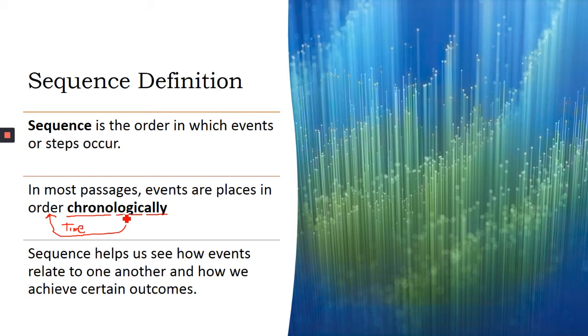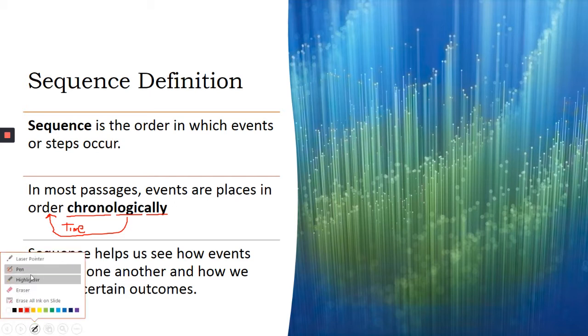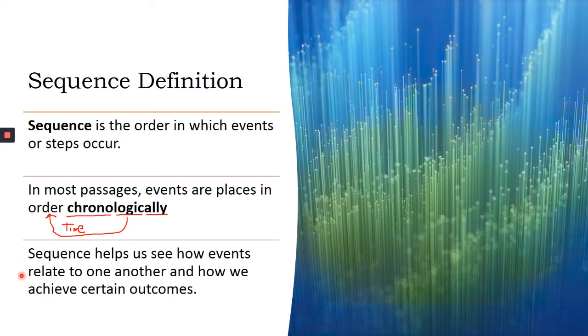So this is a great word that you're going to see as you do your GED questions. Making sure that you put things in chronological order is the same thing as doing something in a sequence. They both mean the same thing. So the reason why sequence is important is because it helps us see how events relate to one another and how we can achieve certain outcomes. So what I mean by this is that we always want to know why events happen the way they happen. What caused something else to happen? What effect did that event have?